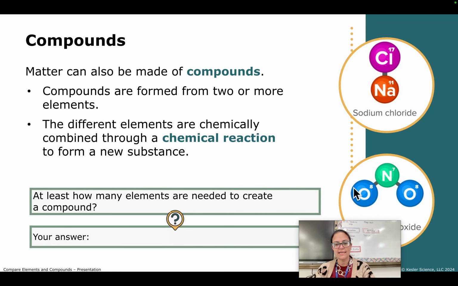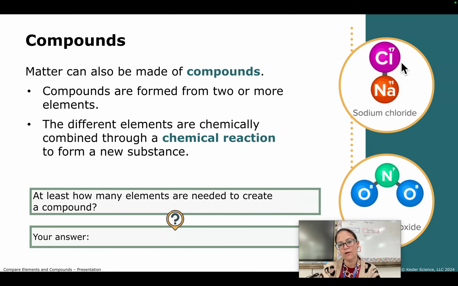One thing I do want to point out is that if you have two oxygen atoms, so you may see O2, an O and an O together, that is still an element because it is just one type of atom. It happens to have two of them combined because that's how oxygen is found in nature, in the atmosphere. It's almost always combined with another oxygen, but that is still an element. Even though there's two atoms of it, it's only one type of element, so it's an element, not a compound. Compounds only happen when you have two or more types of elements or atoms.